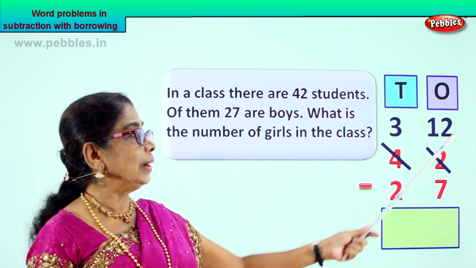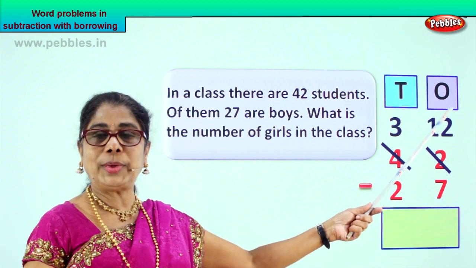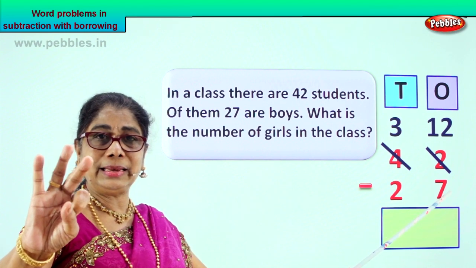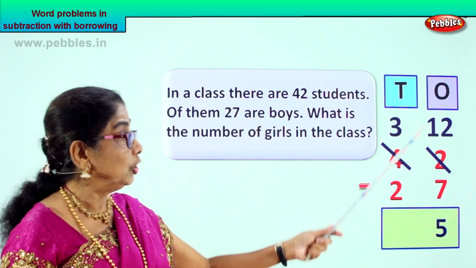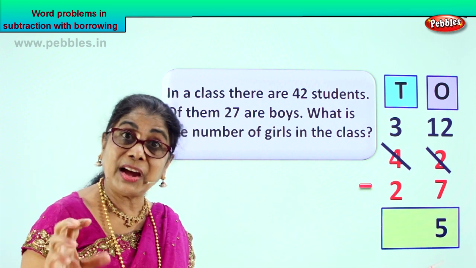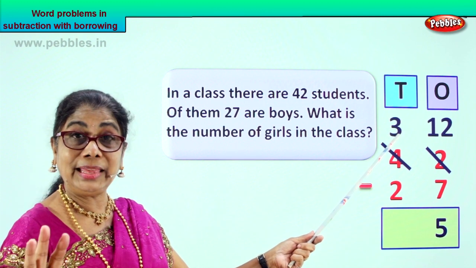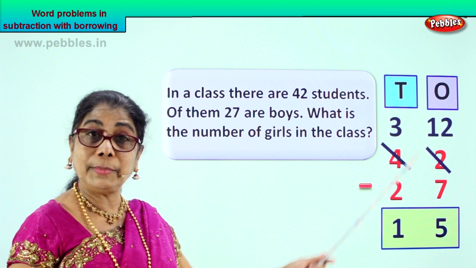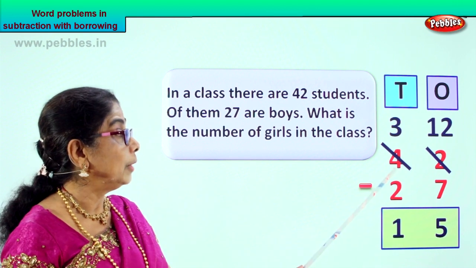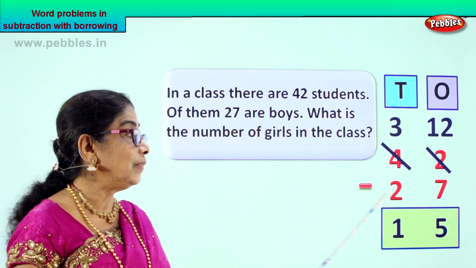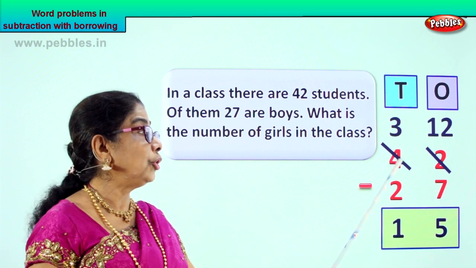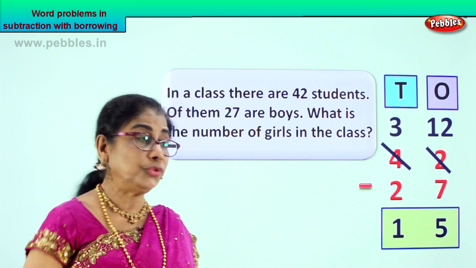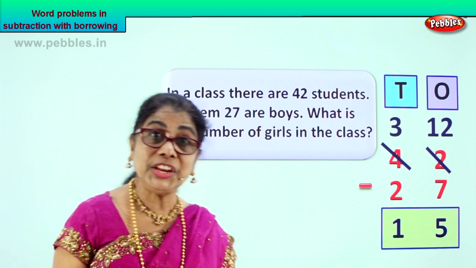Now, this 12 ones, we take away 7. From 12, take away 7. 7, 8, 9, 10, 11, 12. That is 5. 12, take away 7 is 5. Here you have 3 minus 2 is 1. 42, take away 27 boys. 42 students minus 27 boys gives you the answer 15 girls.